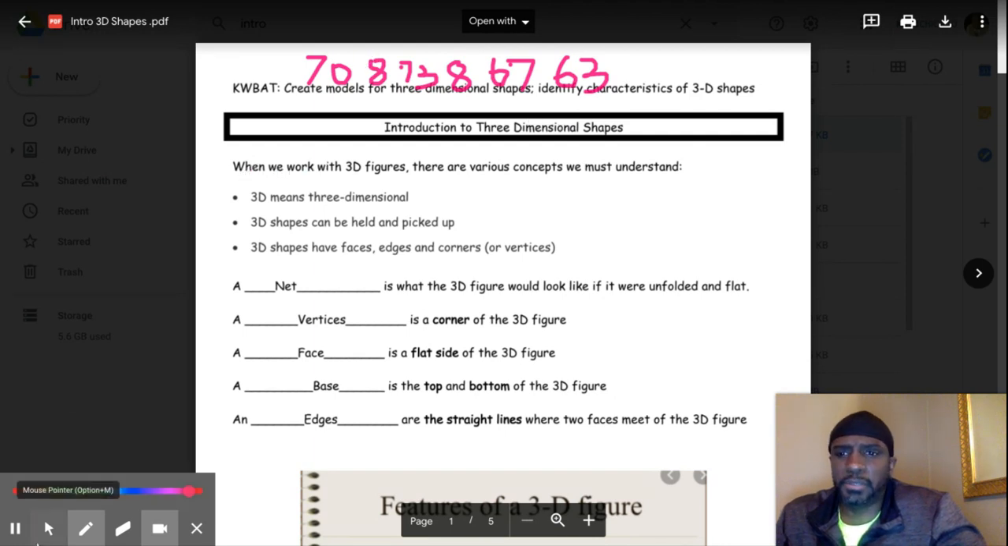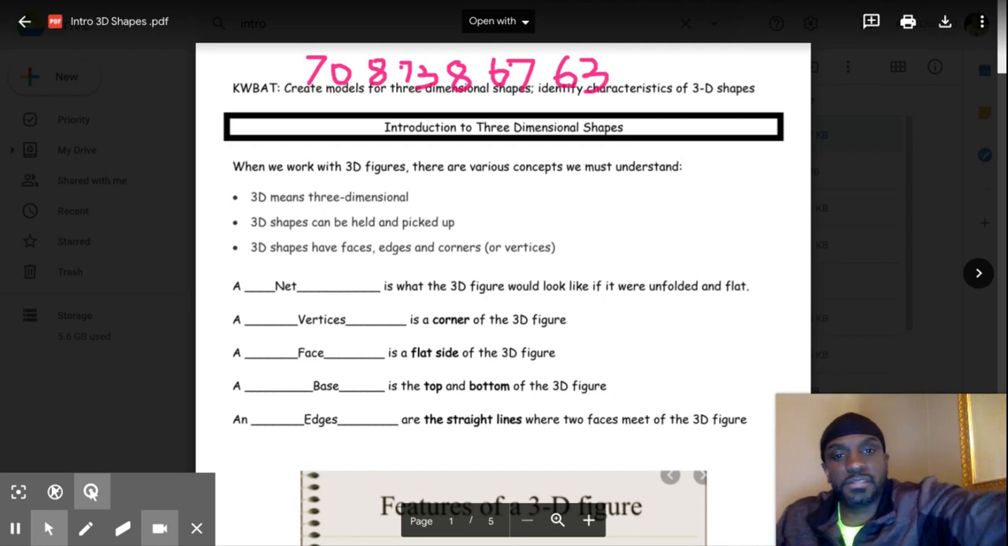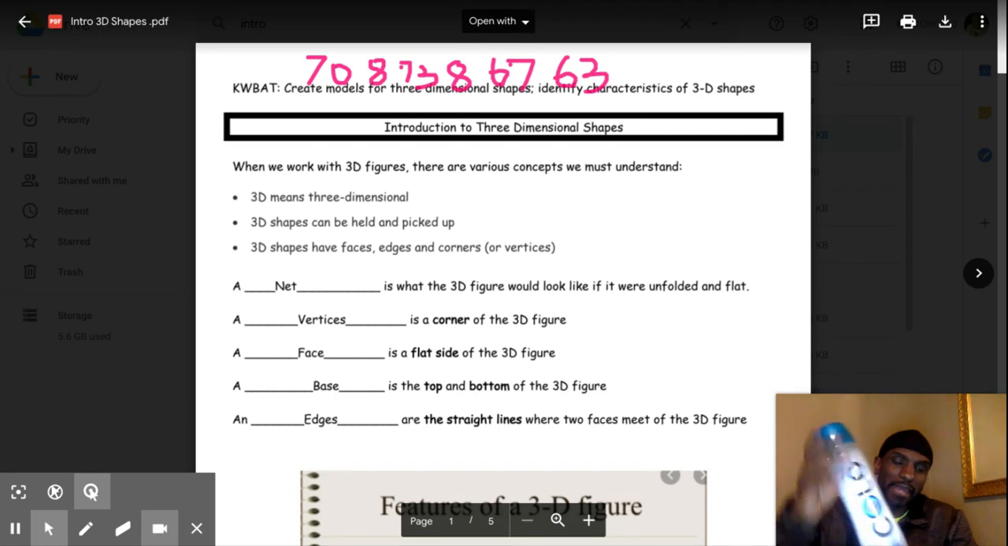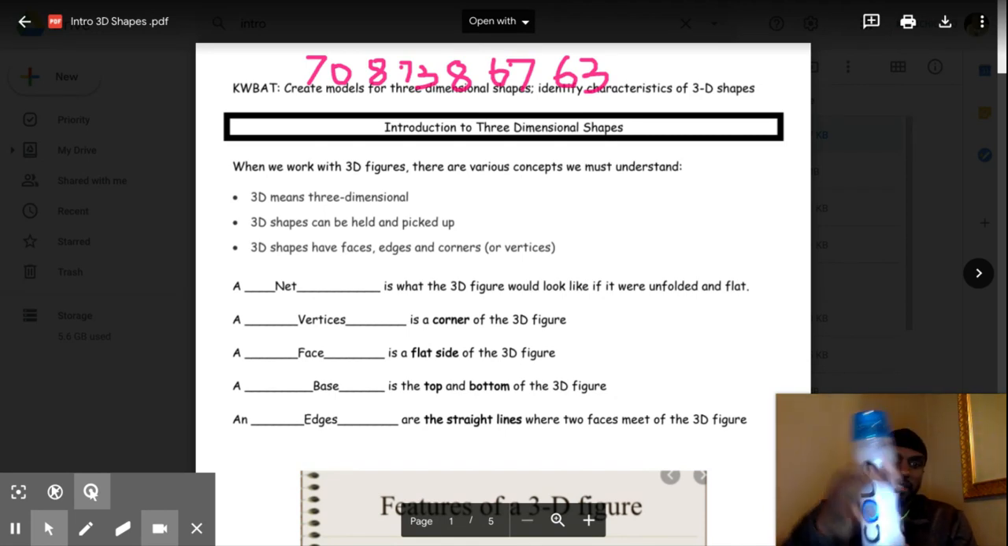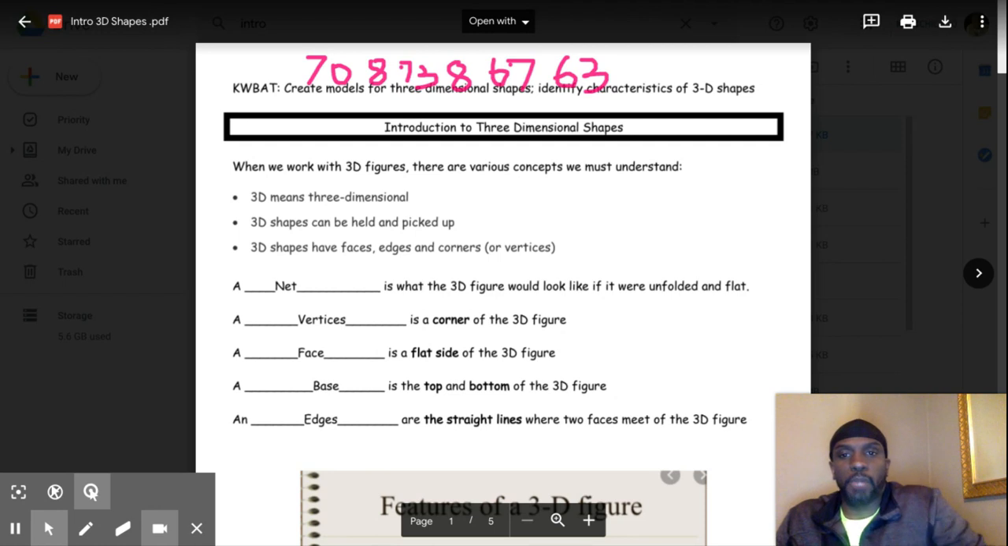Now, yesterday we learned about three-dimensional shapes. We learned that the word 3D means three-dimensional. 3D shapes can be held and picked up. This is a 3D shape here. I don't know what kind of shape it is. You would kind of say like a cylinder or something like that. But it has this funny looking shape, the width actually decreases here. So, all right. 3D shapes have faces, edges, and corners.